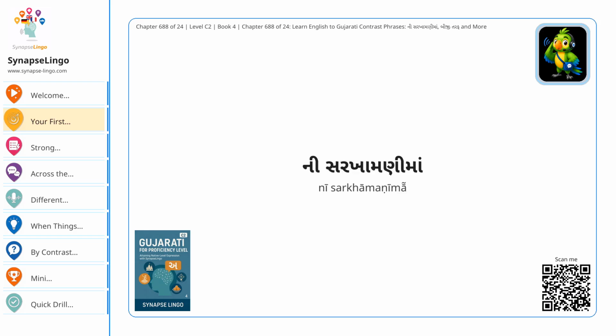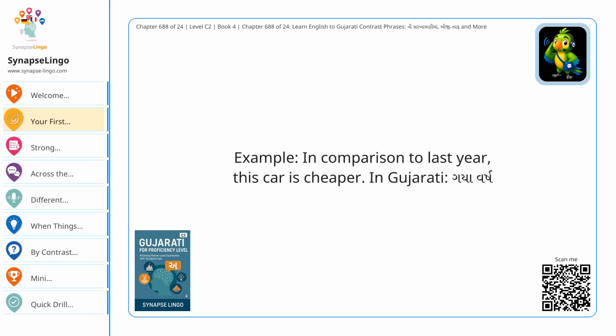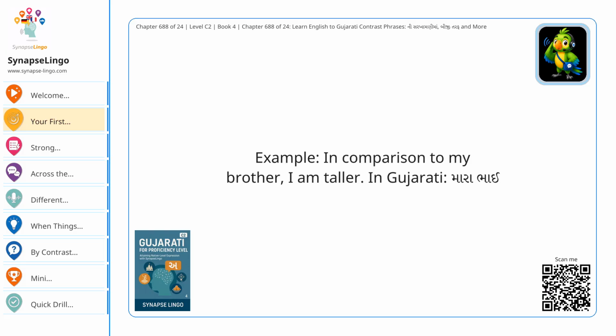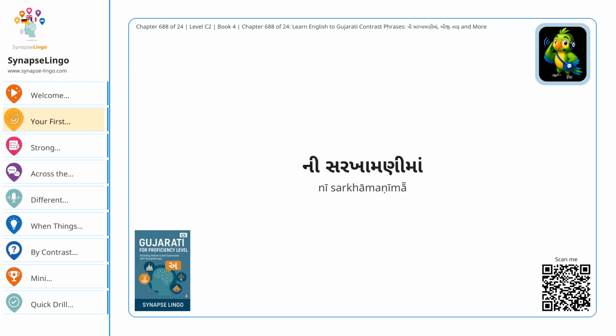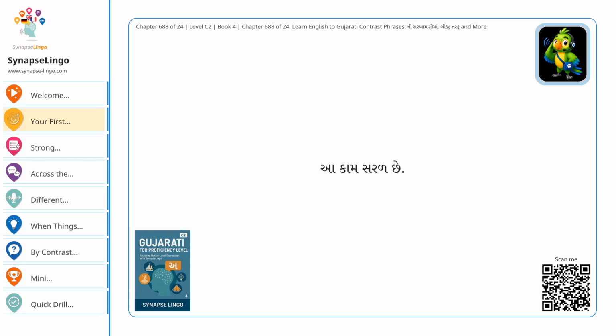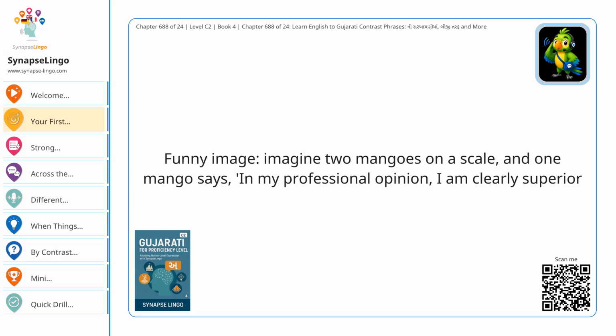ની સરખામણીમાં. Example. In comparison to last year, this car is cheaper. In Gujarati, Gaya Varsa ની સરખામણીમાં A kara sasti che. Example. In comparison to my brother, I am taller. In Gujarati, Mara bai ની સરખામણીમાં Hum unko chum. Example. This task is easy in comparison to the other one. In Gujarati, bija kama ની સરખામણીમાં A kama sarala che.